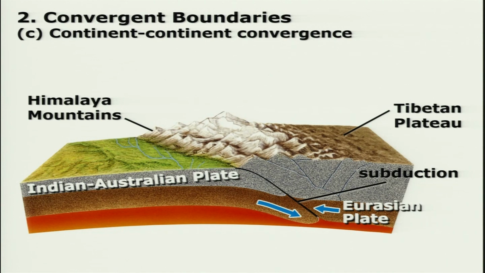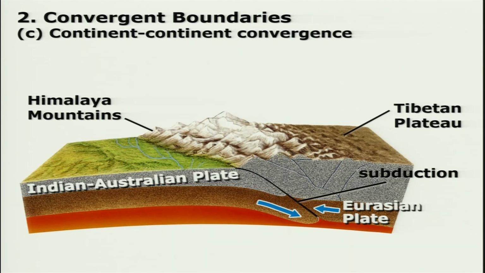Then coming to the third one is the convergent plate boundary, the continental convergence. The best example is the Himalayas, where the Australian plate or the Indian plate is subducting below the Eurasian plate. But at present, what we see is just the collision between these two. But the plate which subducted initially, this boundary remains, hence we also term this as a convergent plate boundary.